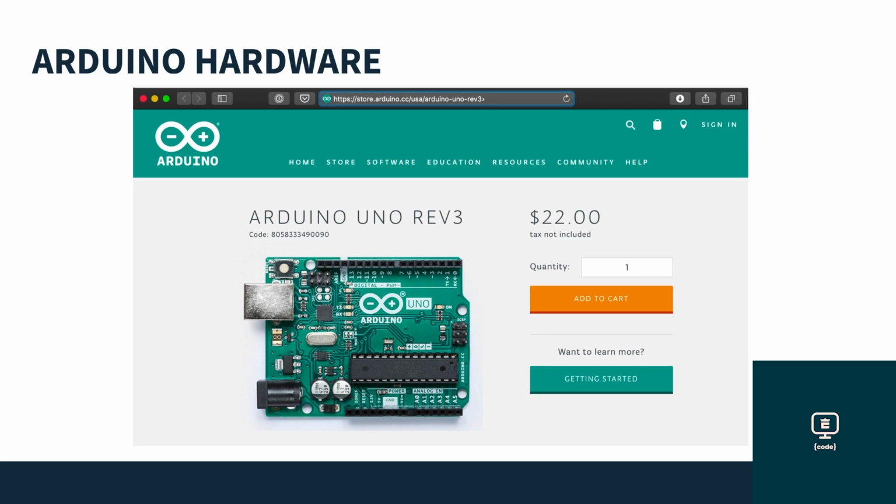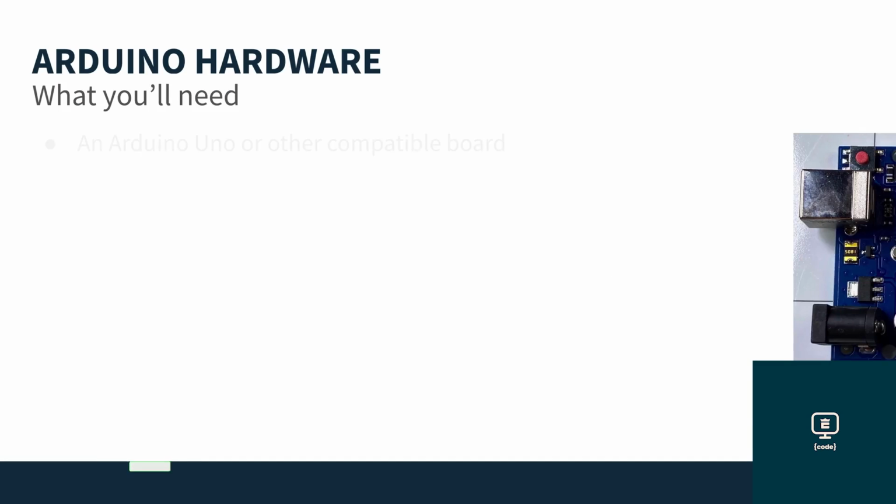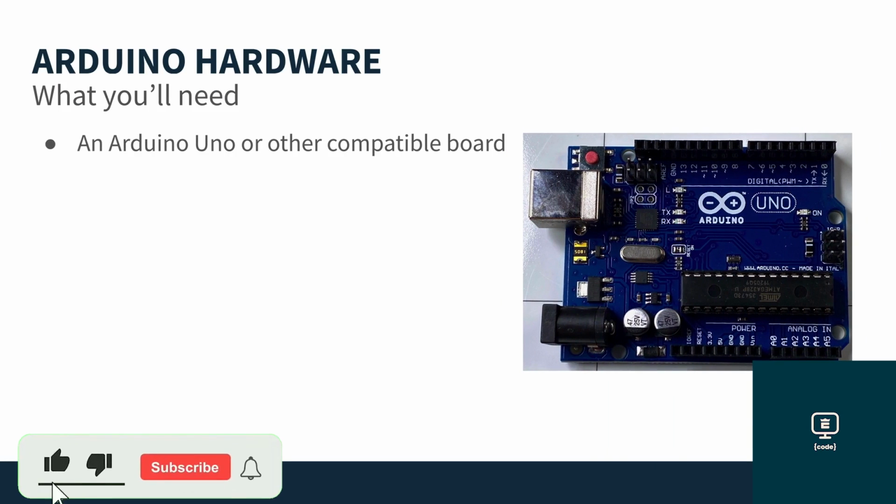A small kit can be a good option because it might include a lot of the parts that I list in the upcoming hardware requirements for this course. And here's that list. So first off, you need an Arduino board. It can be an Arduino Uno, which is what I'll be using, but it can be another compatible board.